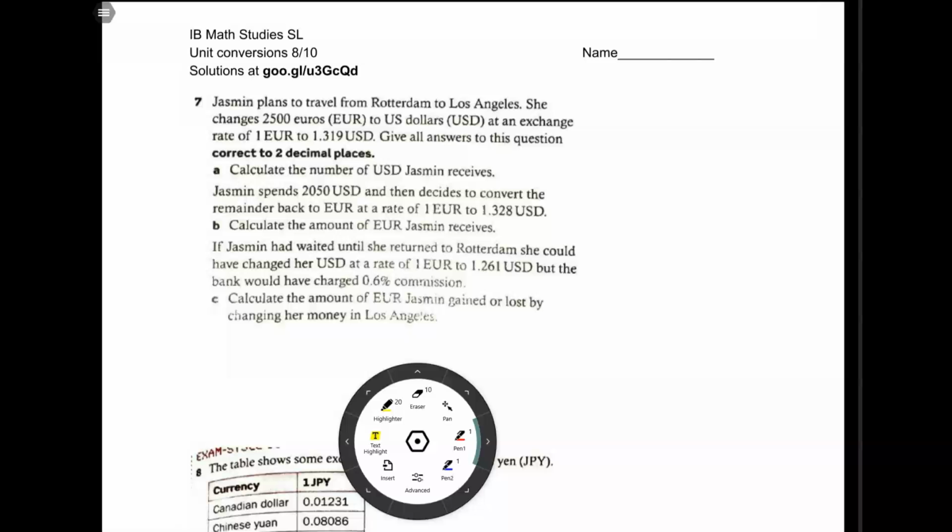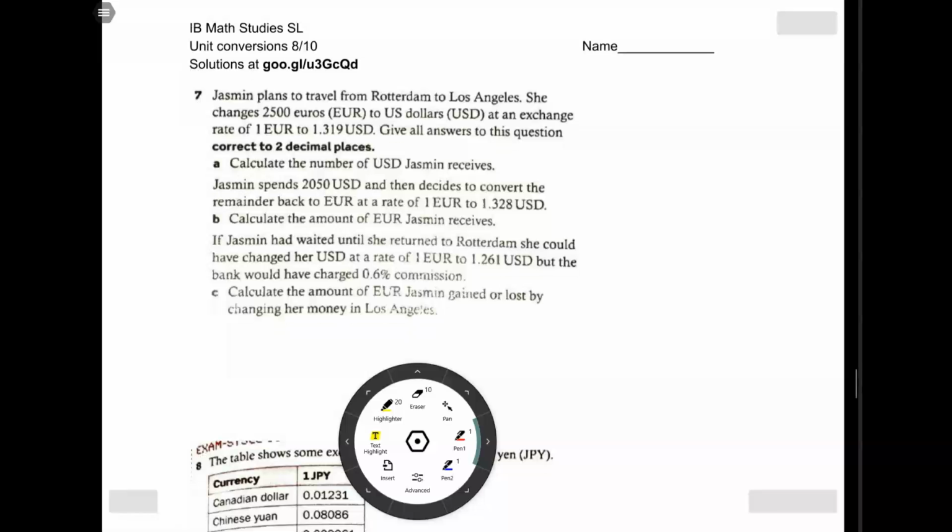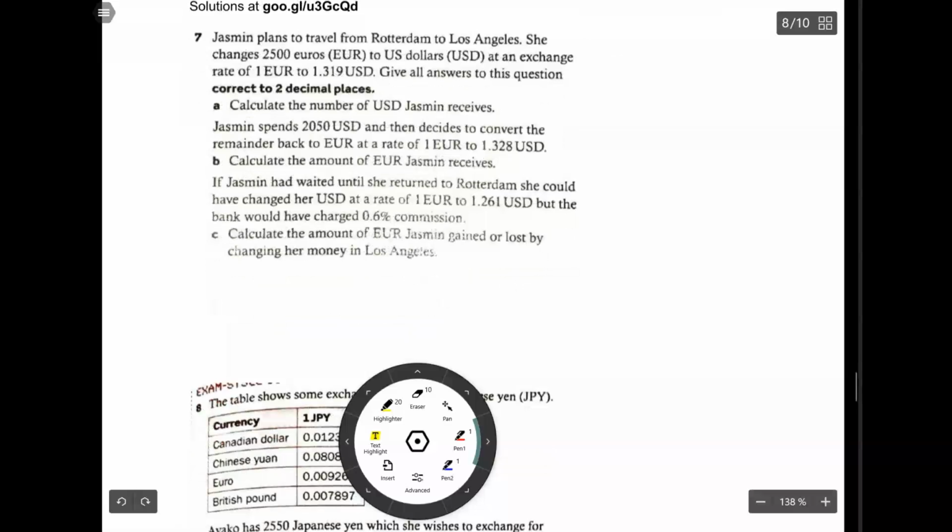Page 8 of Unit Conversions. Jasmine plans to travel from Rotterdam to Los Angeles. She changes 2,500 euros to US dollars at an exchange rate of 1 euro to 1.319 US dollars. Give all answers to this question correct to 2 decimal places.